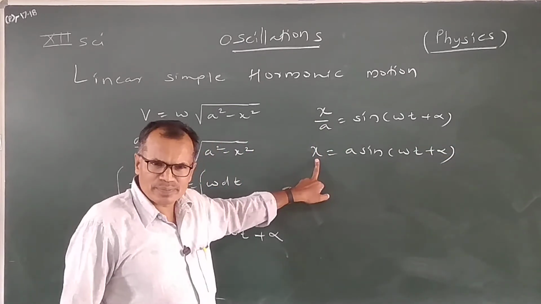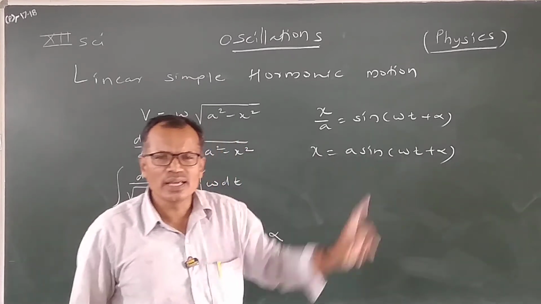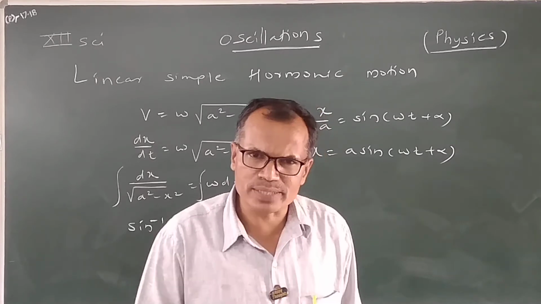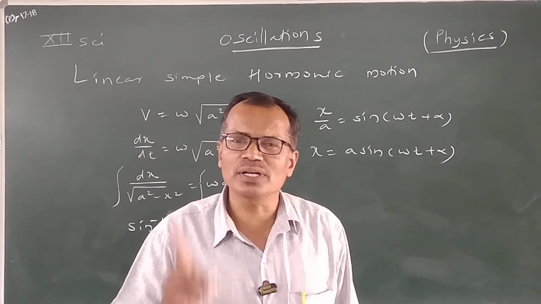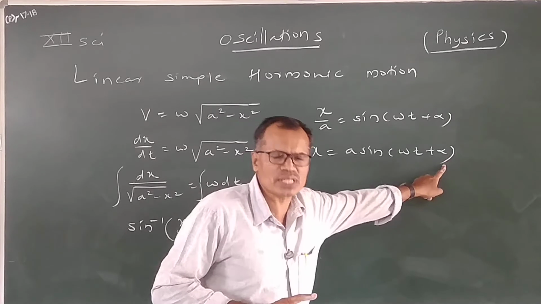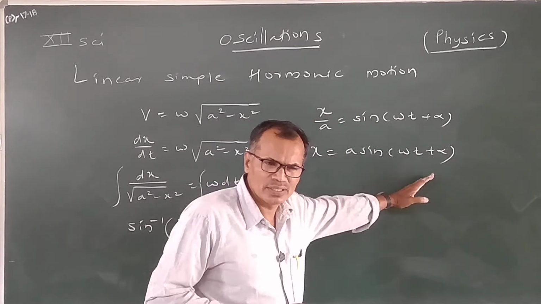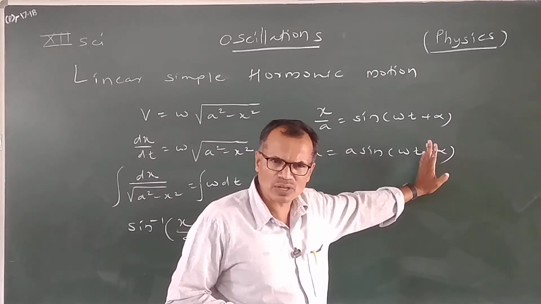X is called displacement, and x equal to a sin(omega t plus alpha) is the general equation of displacement for a particle performing linear simple harmonic motion. X is the displacement, t is time, and alpha is called the constant of integration.